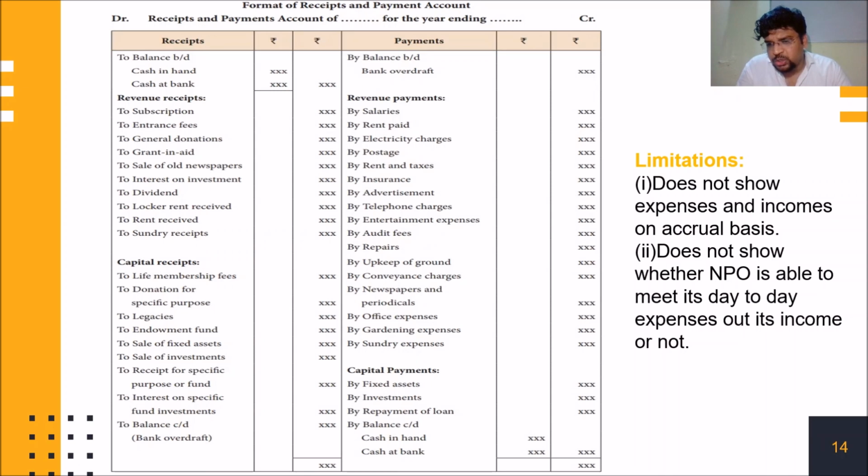Now another limitation is that it does not show whether the NPO is able to meet its day-to-day expenses out of its income or not. Right. So it does not show at all whether it is meeting its day-to-day expenses or not. It is just a summary of payments and receipts. Because if the payments are exceeding receipts, definitely you understand that the position of the NPO is not so good. But this is really not the true picture. The true picture will be clear when we see the balance sheet of that. So it does not show the true picture. So this is the limitation.